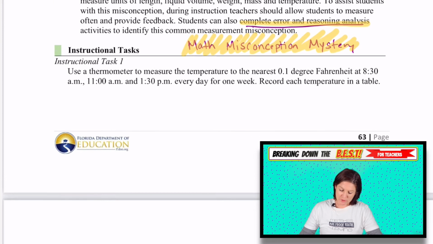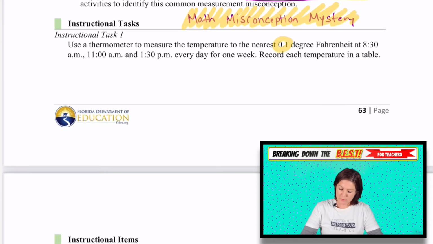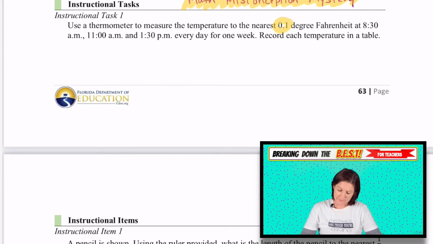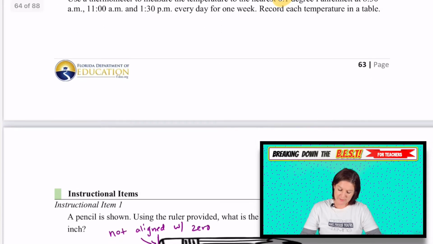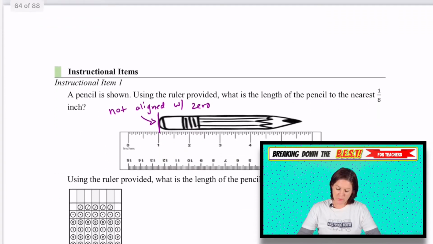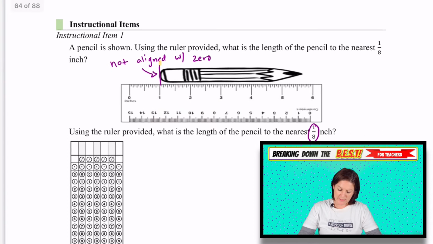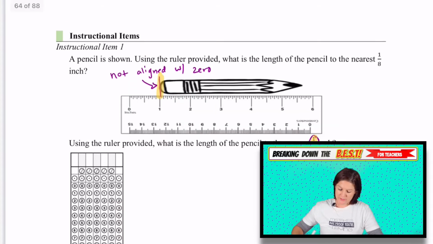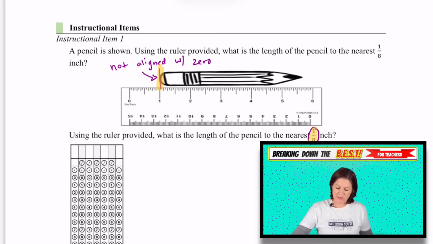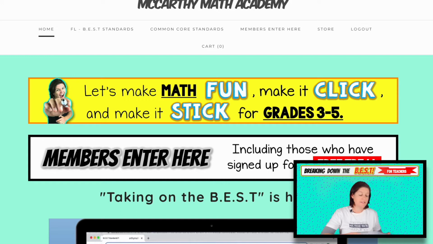Then we have some instructional tasks where you can see we're using a decimal there. Definitely take a look at these so you can see what this is like in action. Notice for this one, it's not aligned with the 0, and that we're measuring to the nearest 1/8 of an inch. All right, so those are some examples for what you see there. Let's go ahead and see what you have access to in your membership.